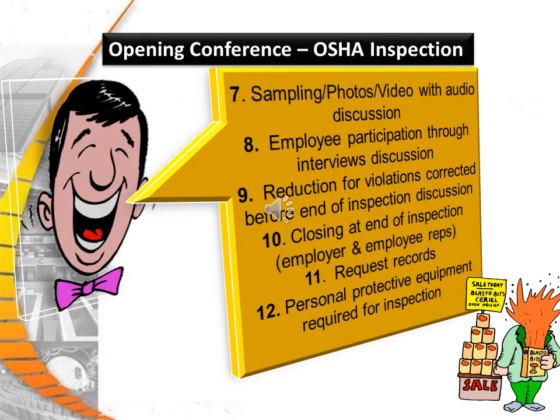The OSHA compliance officer will do a sampling of photos and video with an audio discussion with the employer. Employee participation will be discussed through interviews. The reduction for violations corrected before the end of the inspection will be discussed. We will also discuss a closing conference at the end of the inspection with both the employer and employee representatives. He or she may request records from the employer, as well as personal protective equipment which will be needed for the inspection.